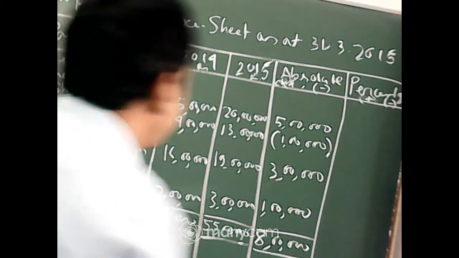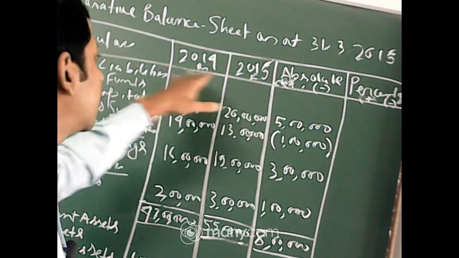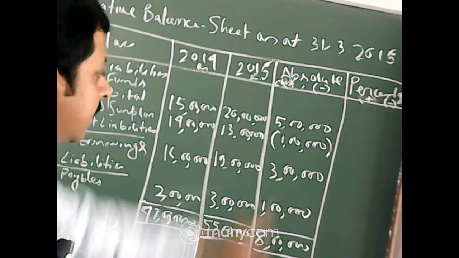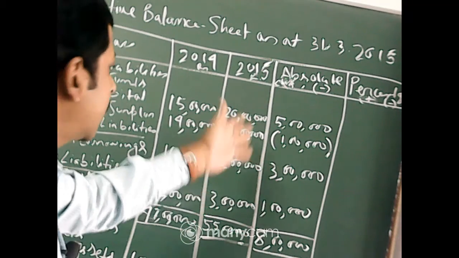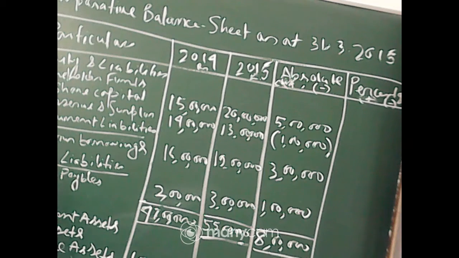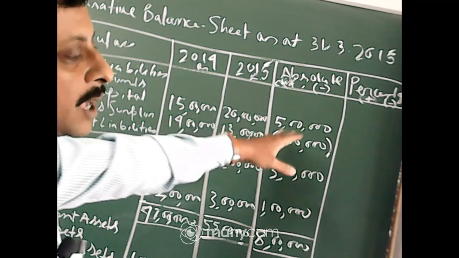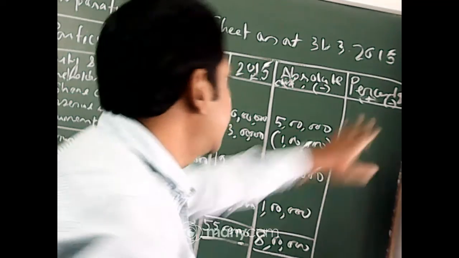So this is the absolute change. You just subtract the 2014 base figure from the 2015 figure. Whatever difference comes is the absolute change of the figure, and from there you can easily know what changes are happening. Now if anybody asks you what is the change in share capital, you can easily say this year share capital increases by 5 lakh.